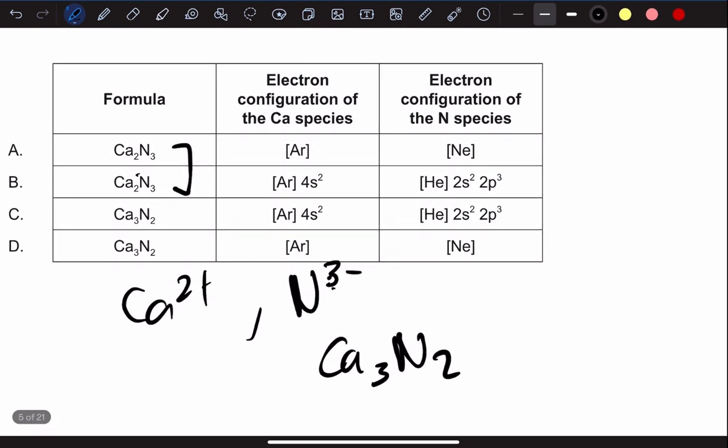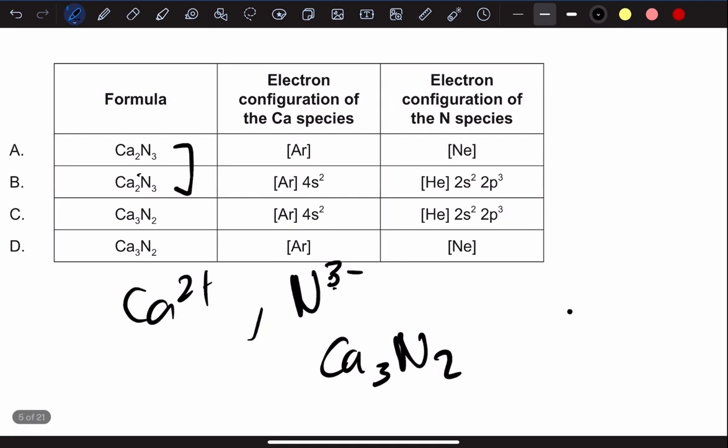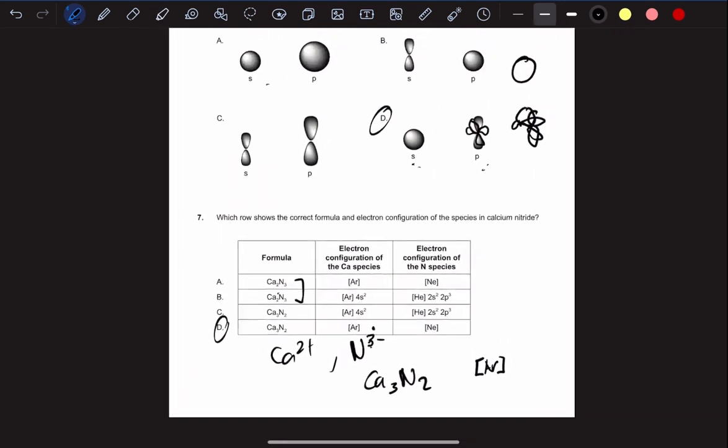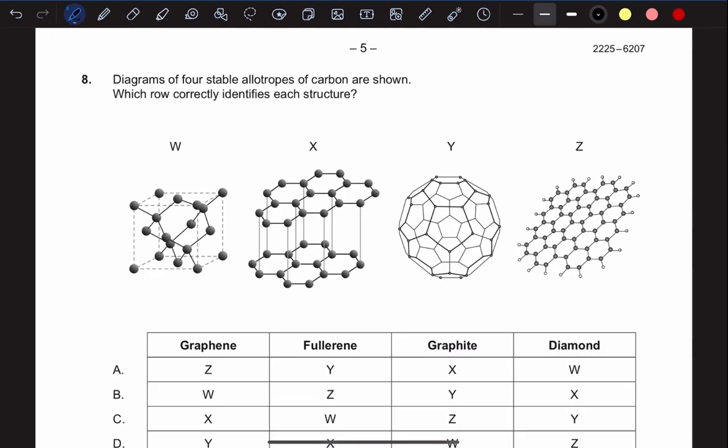Now, as for the electron configuration of the ions, we know that the Ca atom would have argon 4s2, right? But we're not dealing with the atom. We know that it's an ion, so it's a Ca2+ ion. We know it's losing 2 electrons, so it's going to be just argon, right? Which gives us this. And we don't even have to look at the last part. We know it's going to be D. The same logic applies for the N species, but we don't have to look at it. We know it's D. There we go.